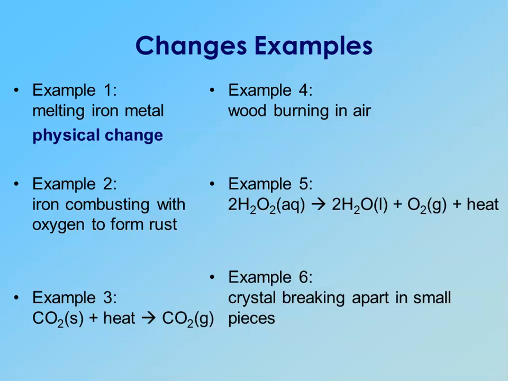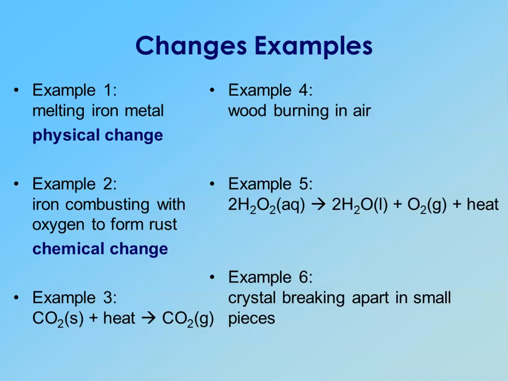So first example, melting iron metal. You're changing iron from a solid to a liquid. That's still going to be iron, and therefore it would be a physical change. Whereas in the second example, you're taking iron and combining it with oxygen to make rust, Fe2O3. So you're taking two elements and combining them together to make a new compound. That is an example of something new forming and would be a chemical change.